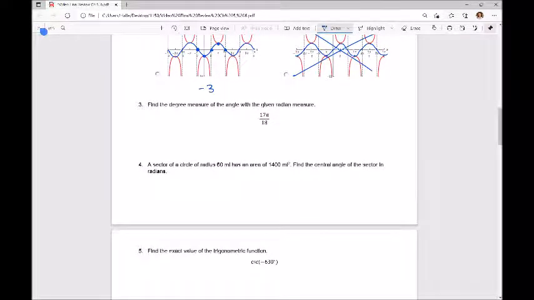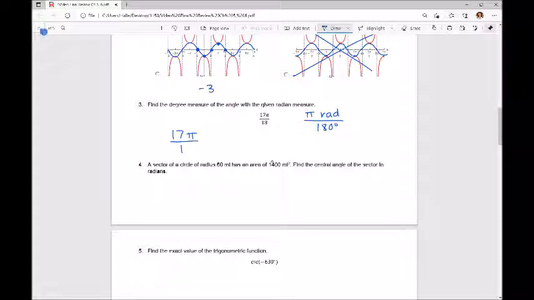Okay, in our next problem, we want to find the degree measure of the angle with the given radian measure. If you remember, when you want to convert angles, we use this conversion factor. So we have pi radians per 180 degrees. And you might have to flip this fraction depending on whether you're converting into radians or converting into degrees. This time we're starting in radians and going into degrees.